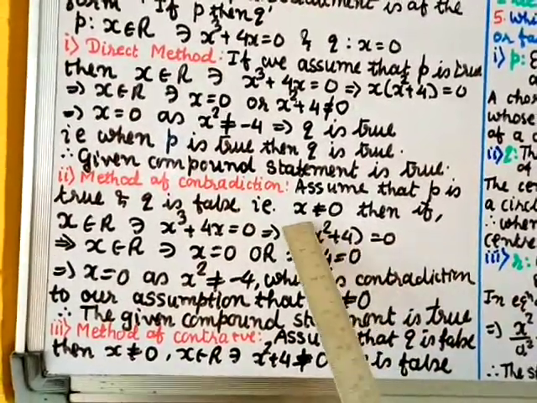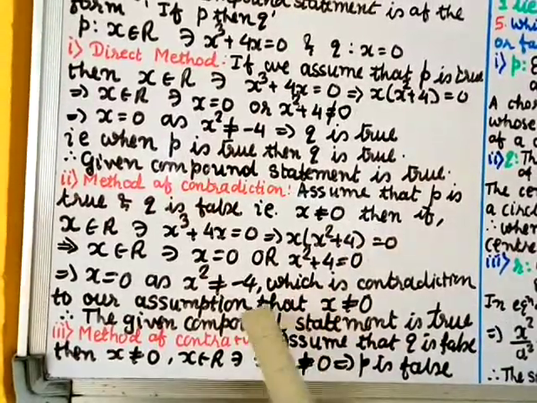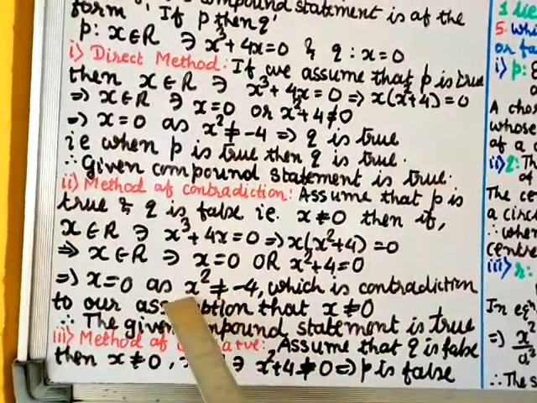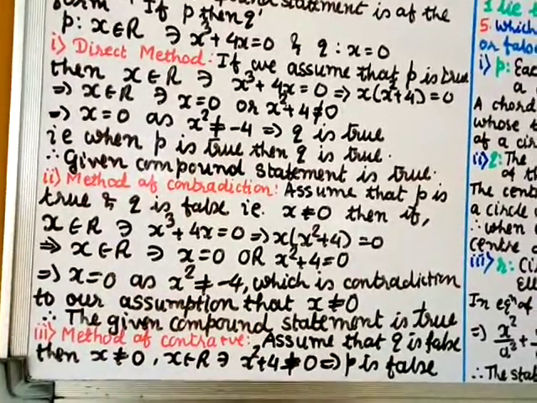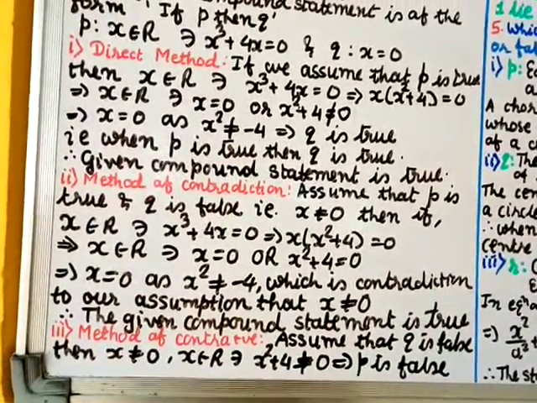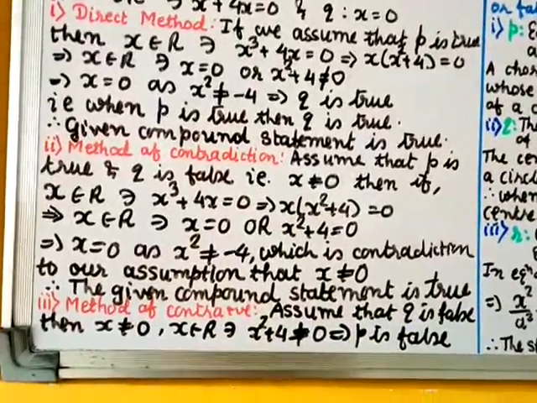We assumed that x is not equal to 0, but we come to the conclusion that x square is not equal to minus 4 but x equal to 0. So it is a contradiction to our assumption. Therefore we can say that the given compound statement is true.